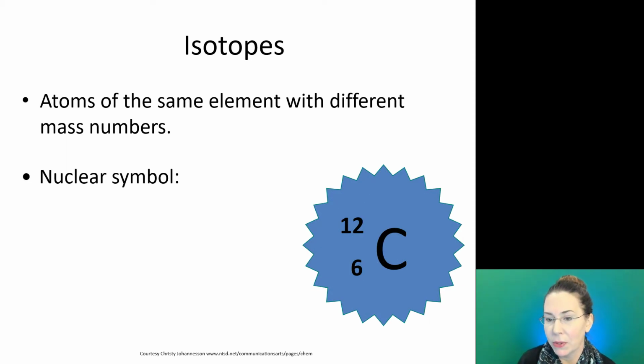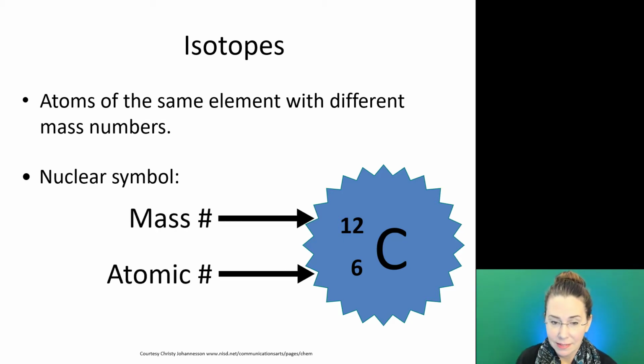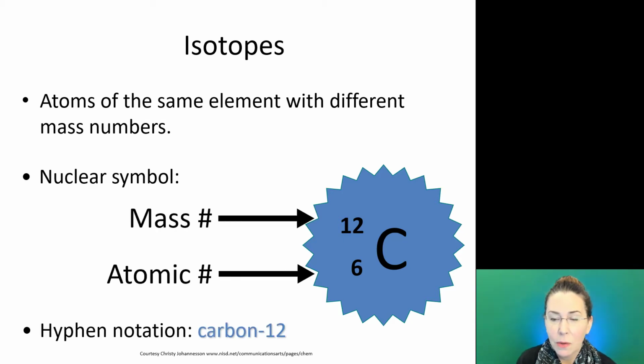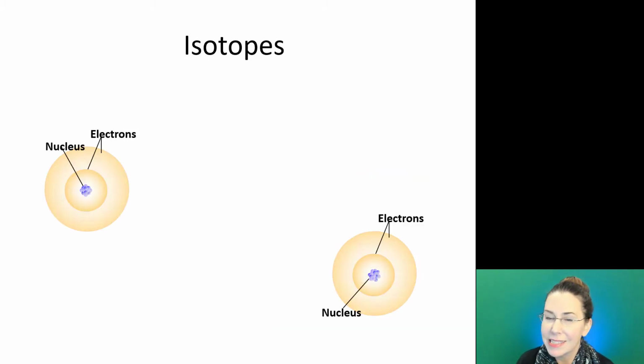So for example, here's a symbol for our element carbon. Its mass number is 12 and its atomic number is 6. That means it has 6 protons, 6 electrons, and 6 neutrons. If we were to write this in what we call hyphen notation, we would write it as carbon-12. However, this isn't the only form of carbon.